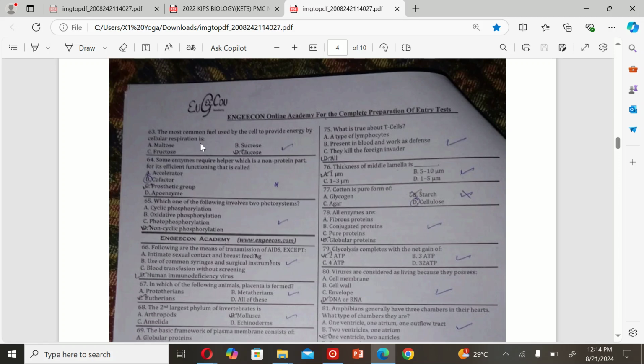The next MCQ is: the most common fuel used by the cell to provide energy by cellular respiration is A. Maltose, B. Sucrose, C. Fructose, and D. Glucose. So the correct option is D.